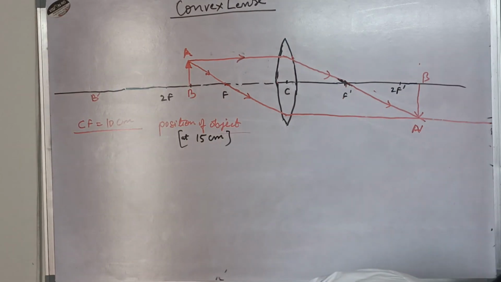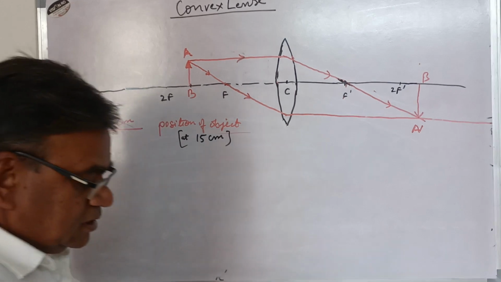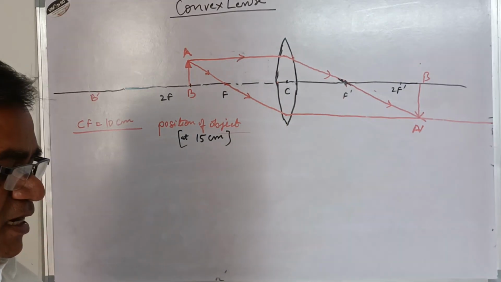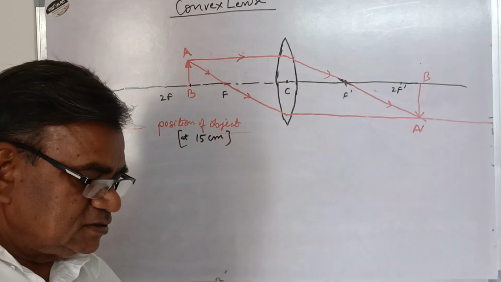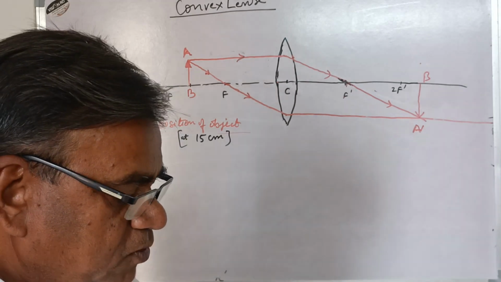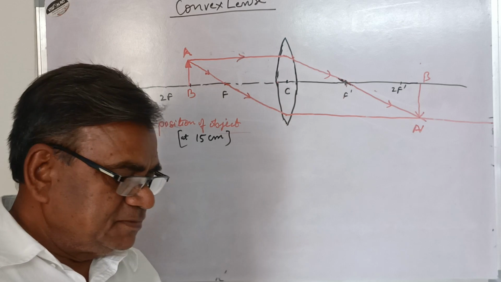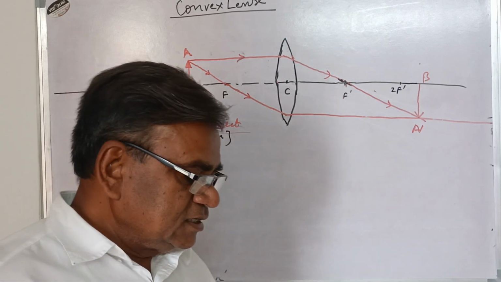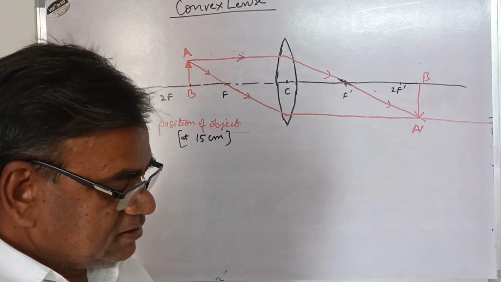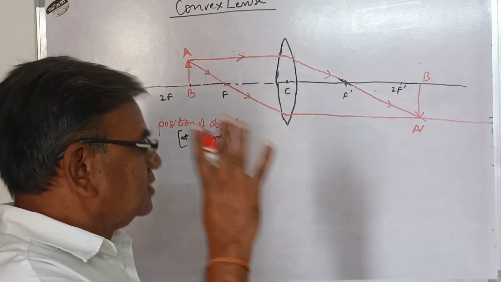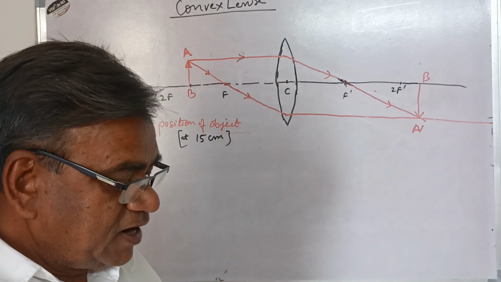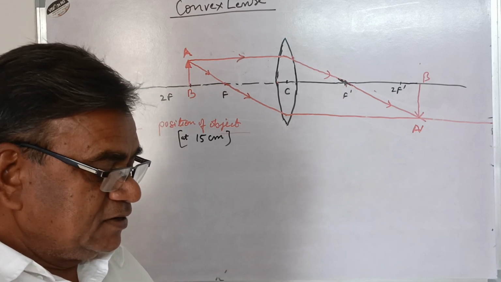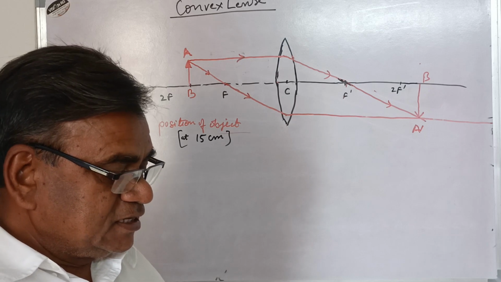Now the options. Your options are: diminished real image. Diminished means smaller as compared to the object; the size of the image is smaller. No, not in this case, not diminished real. The image is real but not diminished. So, magnified real image. Yes. Magnified virtual image, no. And image of the same size, no.